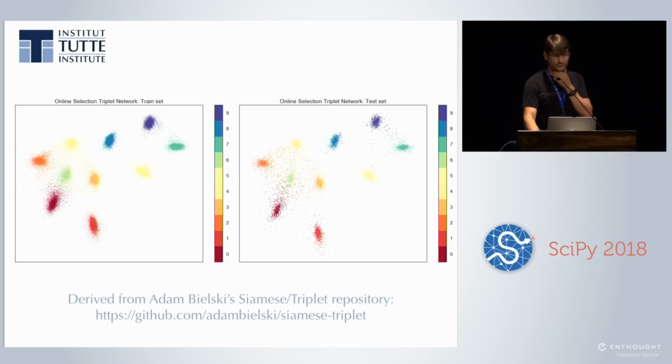So if you compare that to something like triplet networks, this is triplet networks on Fashion MNIST, you can see there's a similar level of confusion in the test set, but the understanding of the internal structure of those clusters is not the same. So there are some potential benefits here for metric learning as well.